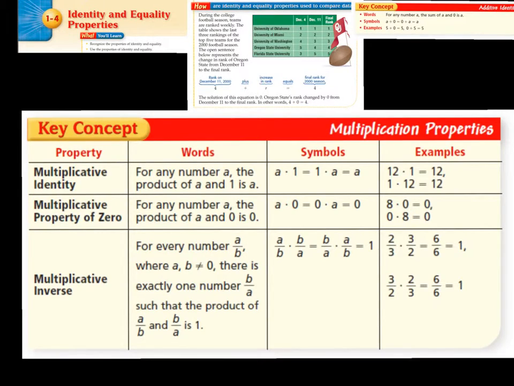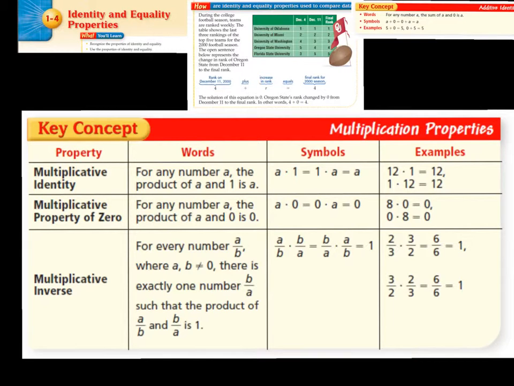The multiplicative identity is multiplying by 1, because when we multiply by 1, it doesn't change the value of the number. So any number times 1, or 1 times any number, you get what you started with. The multiplicative property of 0: for any number A, the product of A and 0 is 0. It doesn't matter which one comes first, we always get 0.